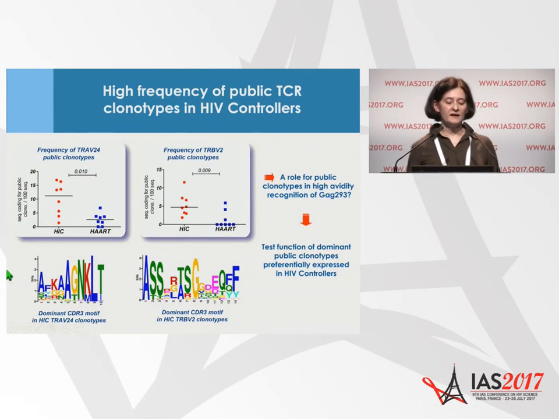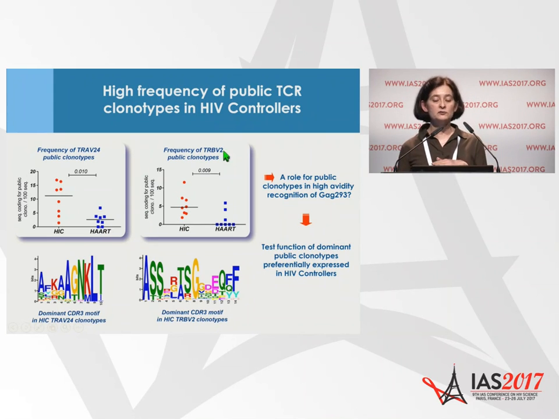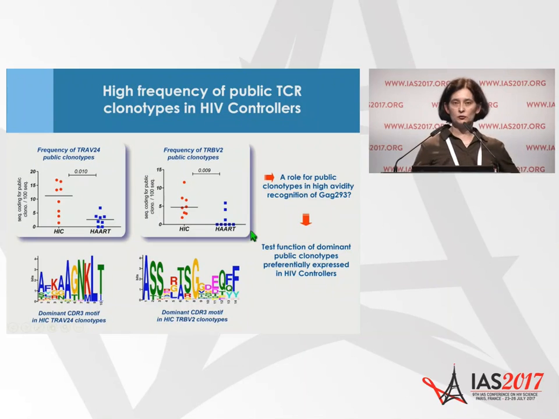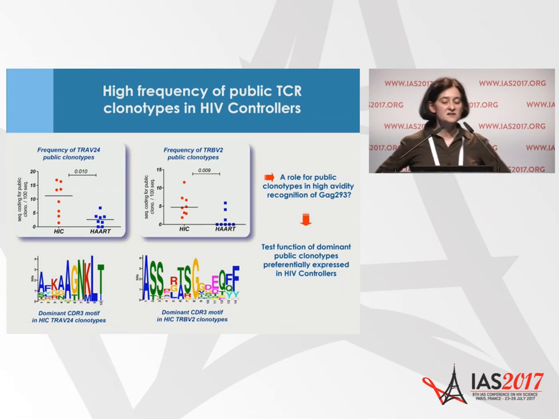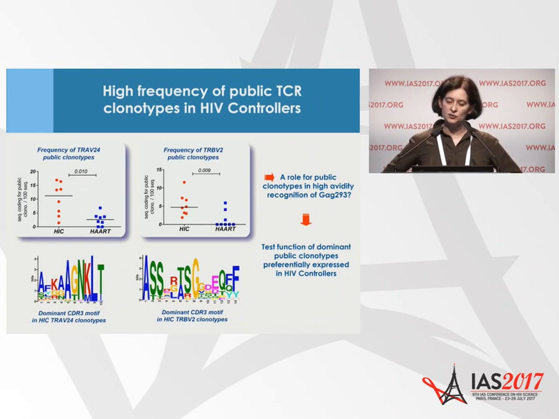We could define motifs that were more prevalent in the clonotypes of controllers, and we could also quantify the public clonotypes and show that they were more abundant, both for the TRAV24 and the TRBV2 chains, in the controller group as compared to the treated patient group. So this meant that public clonotypes could play a role in the high avidity recognition of GAG293.